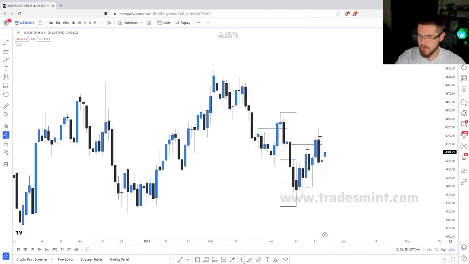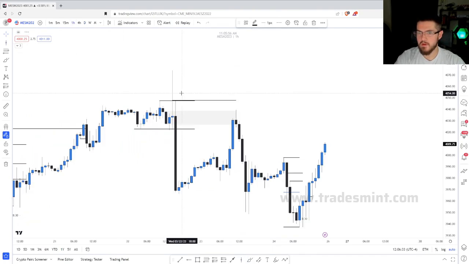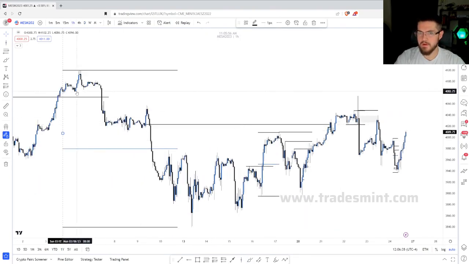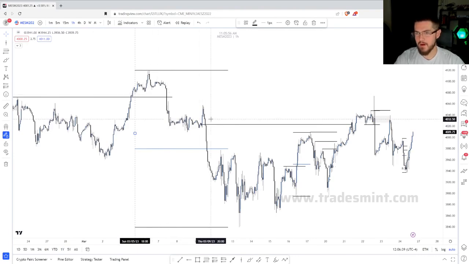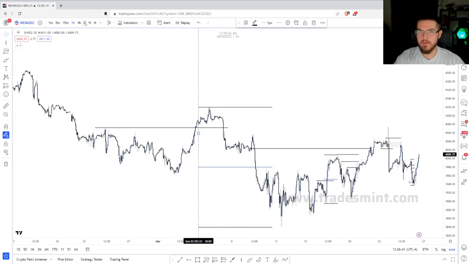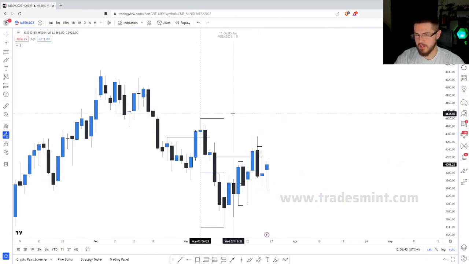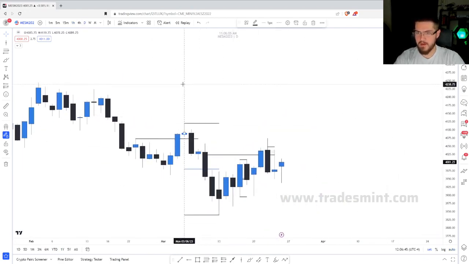Get rid of some of this stuff. So on that day, there was a shift in structure right here. So you already knew that this day was likely to be very bearish moving throughout the week. And the reason for that is simply structure. It's not any fancy draw on liquidity or this.